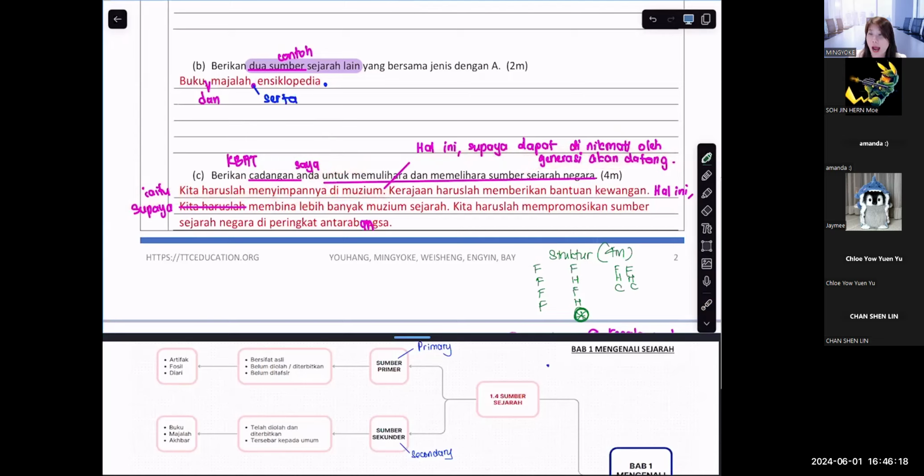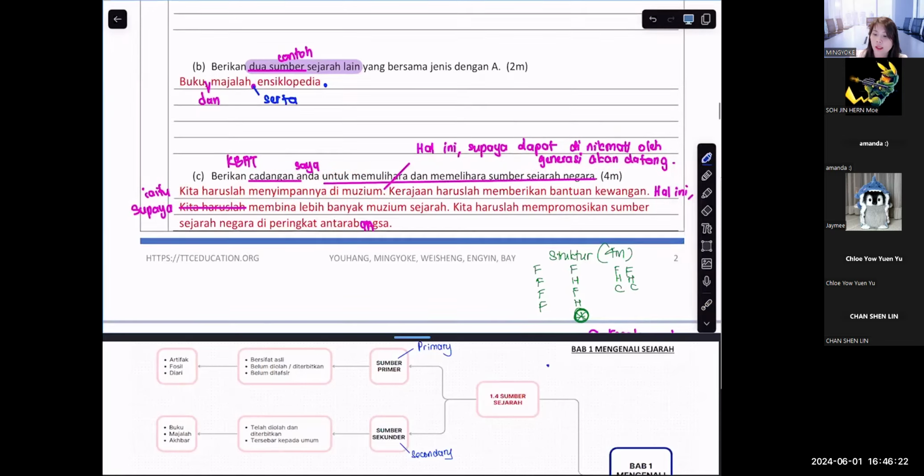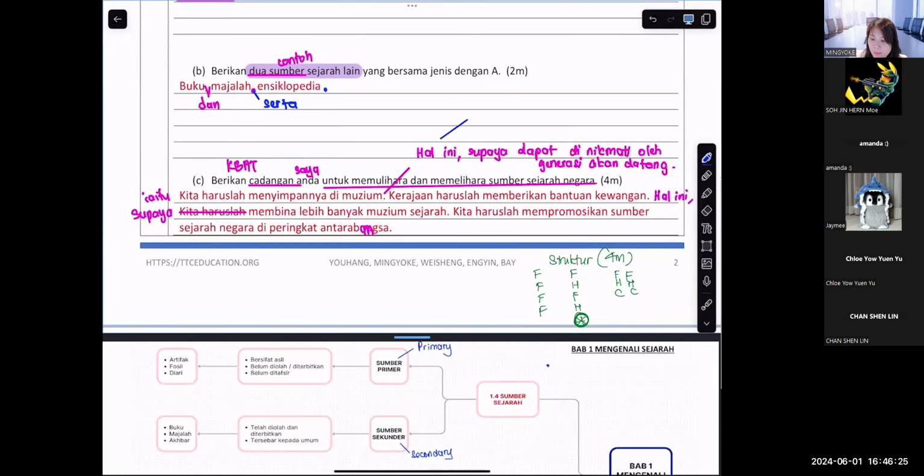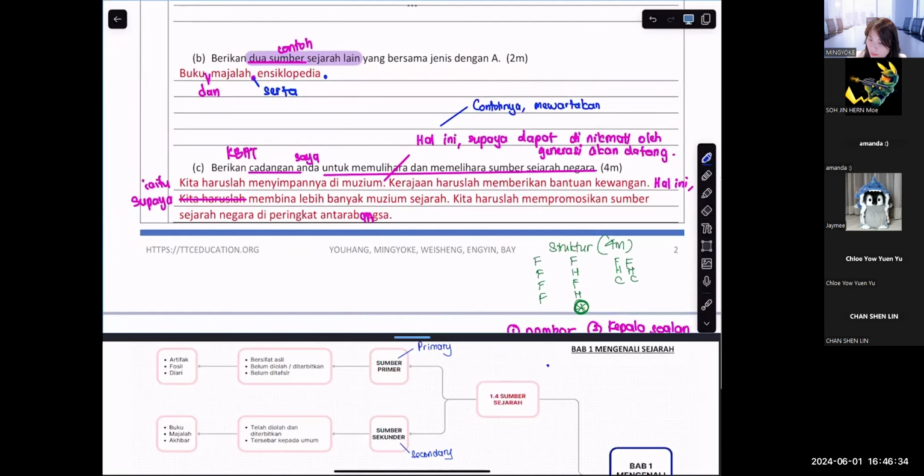Then if the teacher says, I need contoh also, then you top up contoh. How do you top up contoh? If they say you need to put contoh also, contohnya, mewatakkan sumber tersebut sebagai warisan negara.